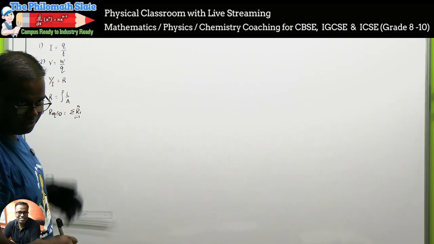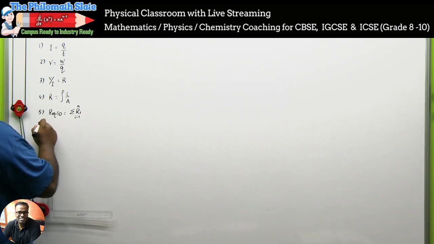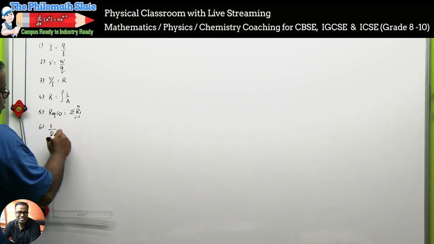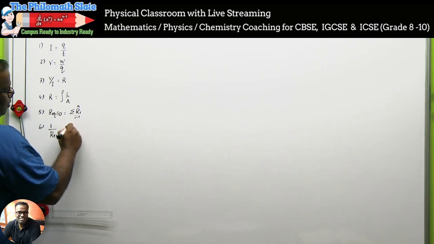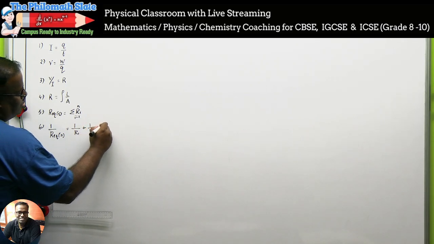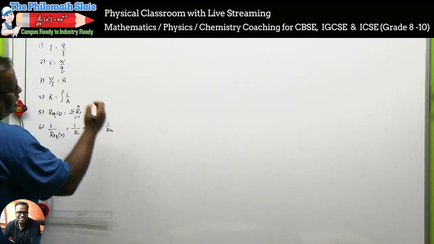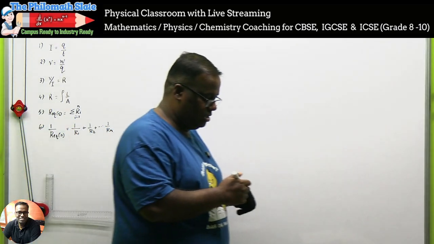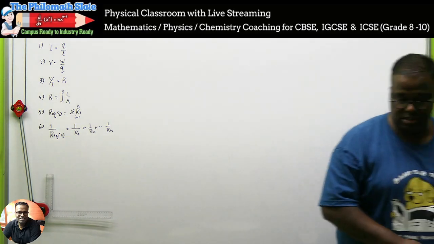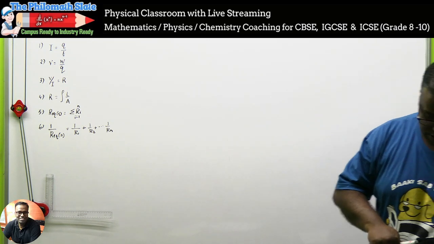I have used the language of statistics in this, right? And number 6, 1 upon R equivalent parallel will always be equal to 1 by R1 plus 1 by R2 plus dot dot 1 by Rn. We will be using these formulas and we will try to attack our questions. Ready? Let's take the first question.